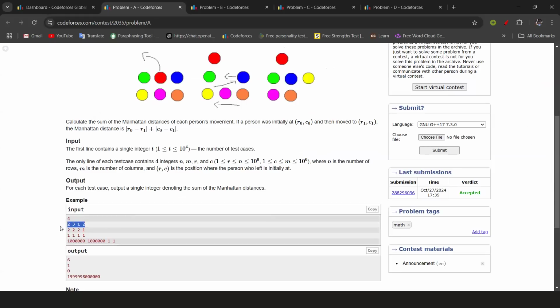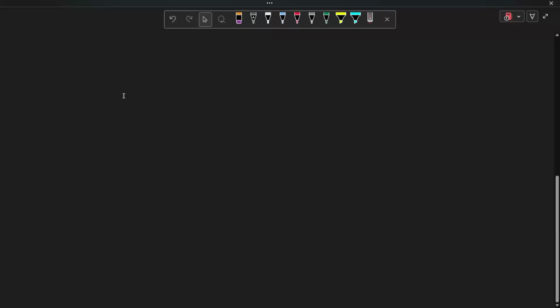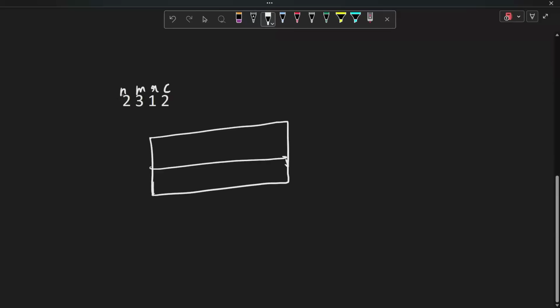So if we take the first test case, what is happening here is, we are given N, M, R, and C. We have a grid of 2 cross 3, so there are 6 people here. The rows are numbered 1 and 2, columns are numbered 1, 2, 3, and the people are numbered in row-major order: 1, 2, 3, 4, 5, 6. This is the numbering of the people. So r comma c is 1 comma 2, which means it points to this guy.